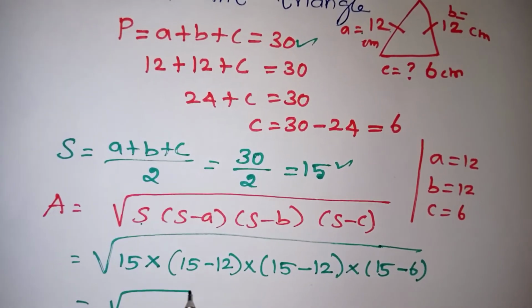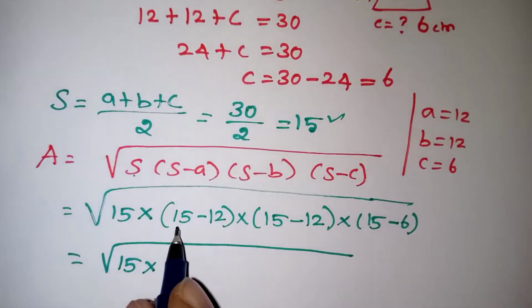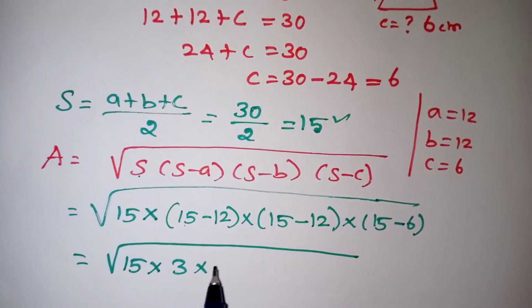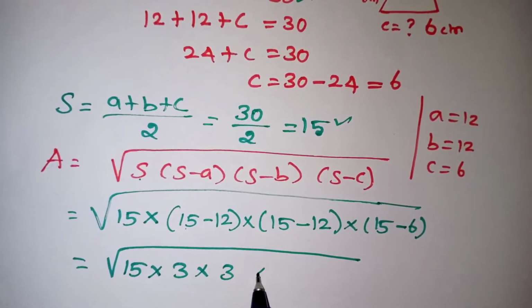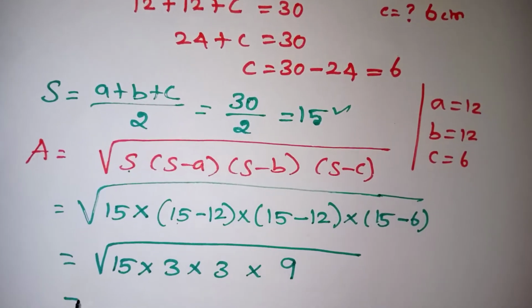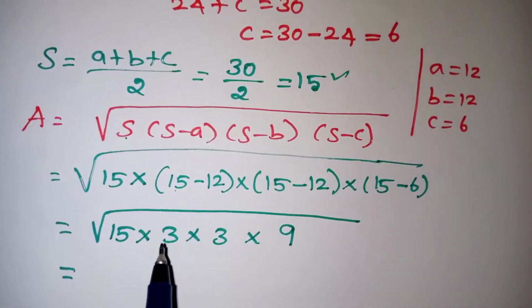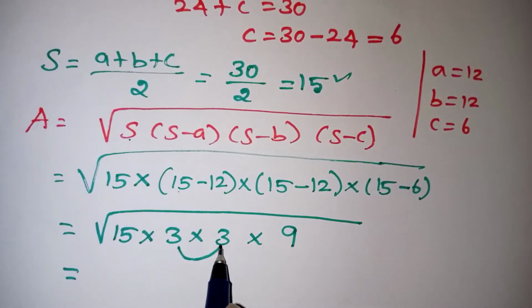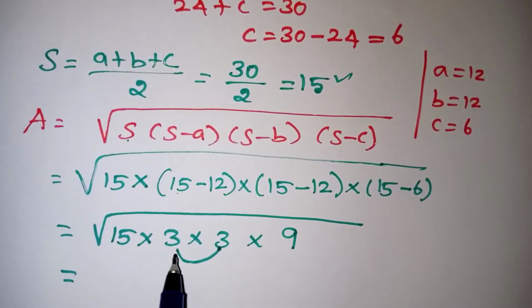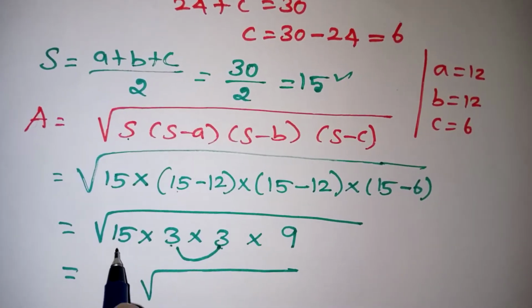Now here first let us subtract and get the individual values. So 15 multiplied by 15 minus 12 is 3. Again 15 minus 12 is 3. And 15 minus 6 will give you 9. Now here first let us take the common terms outside. In a square root, if any number is repeated 2 times, one number we can take out. For these 2 threes, one 3 comes outside. Now the remaining numbers are 15 and 9.